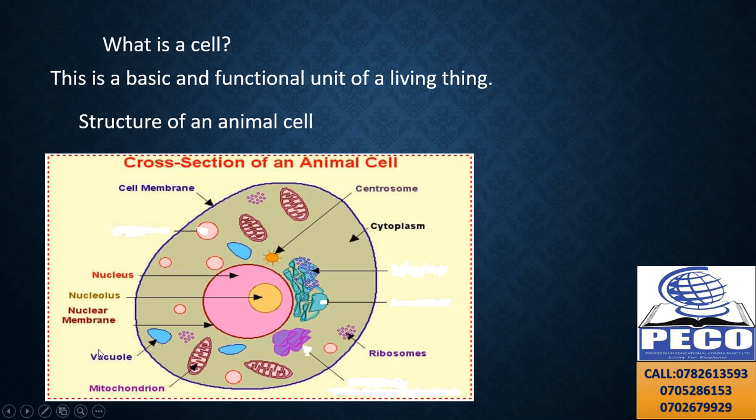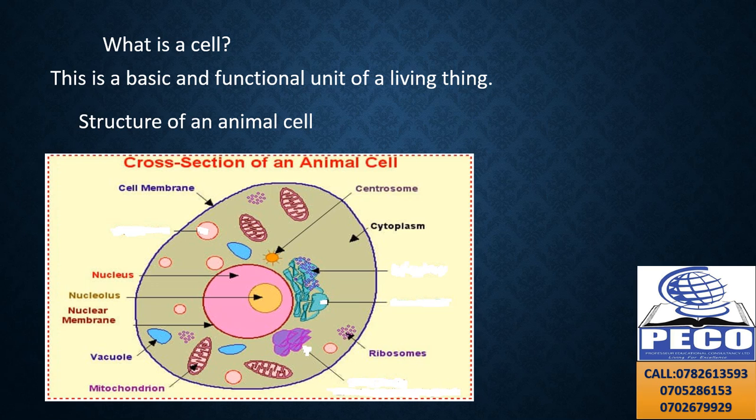There is a vacuole, this one. There is a nuclear membrane. Now you have the nucleus, and then you have the nuclear membrane surrounding the nucleus. And then this is the nucleus, and then you have the nucleolus inside. Essentially, that's how an animal cell will look.